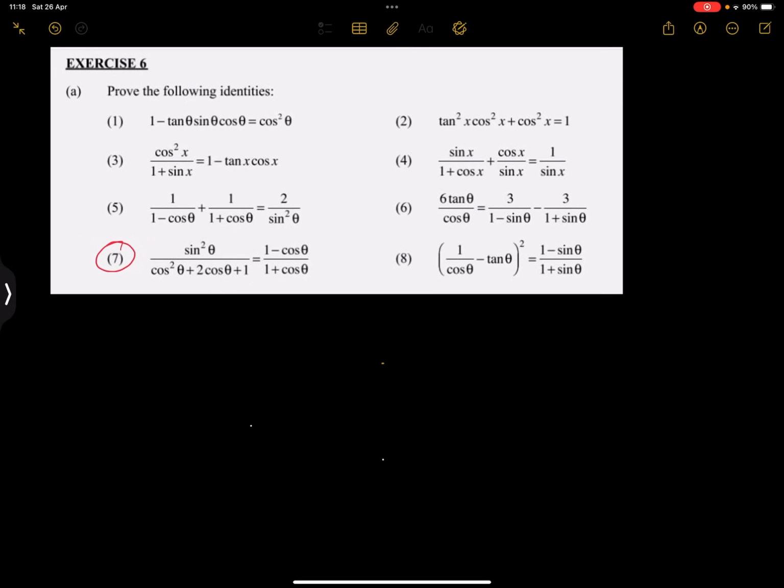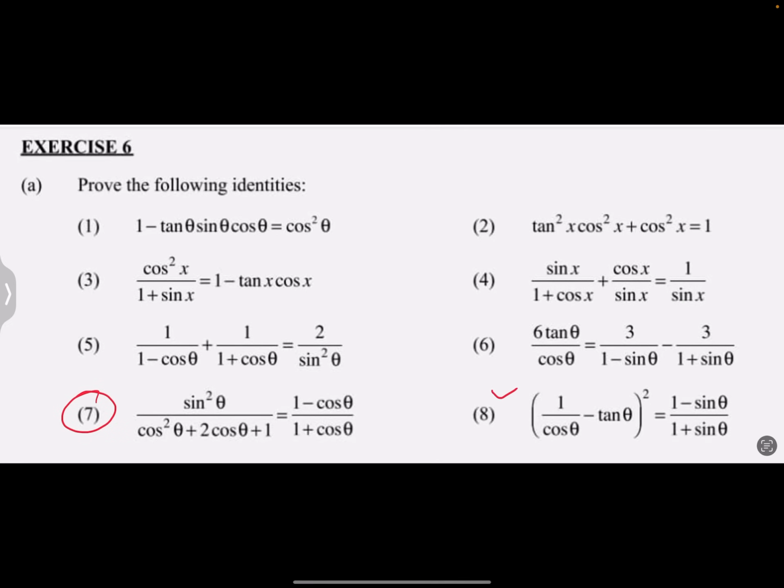And this time, we are looking at the last and final exercise in the series. We're looking at question 8.